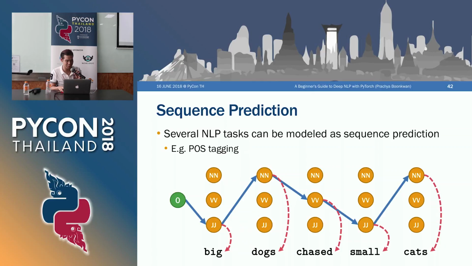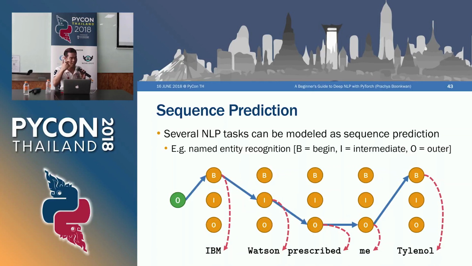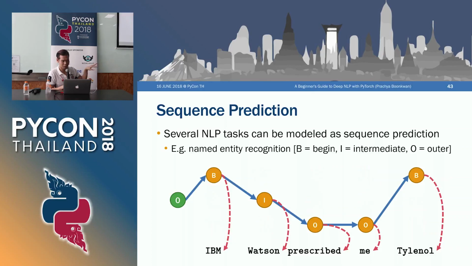And also named entity recognition. We are predicting the sequence of the phrase or name boundaries, like B is the begin, I is the intermediate, and O is for outer. So you've got IBM Watson prescribe me Tylenol, which is a joke, because IBM Watson is for hospital management, and it prescribes you a Tylenol, just a paracetamol pill for painkiller, which is like nonsense. I told you that's nonsense.